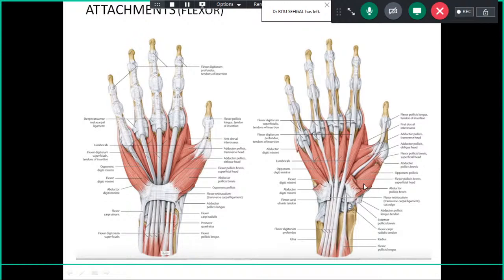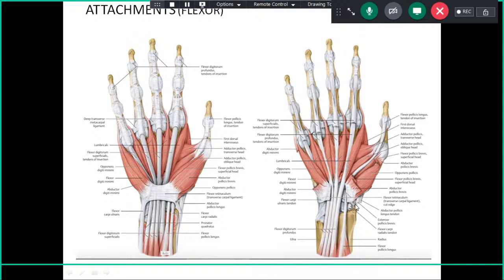Once you cut the flexor retinaculum, these are all the tendons of the flexors. In this image, the tendon of flexor digitorum superficialis has been cut. Can you see the tendon of flexor digitorum superficialis? It is dividing into two slips and inserting onto the sides of the middle phalanx over here. This is the tendon of the flexor digitorum profundus, attaching on the base of the distal phalanx here.